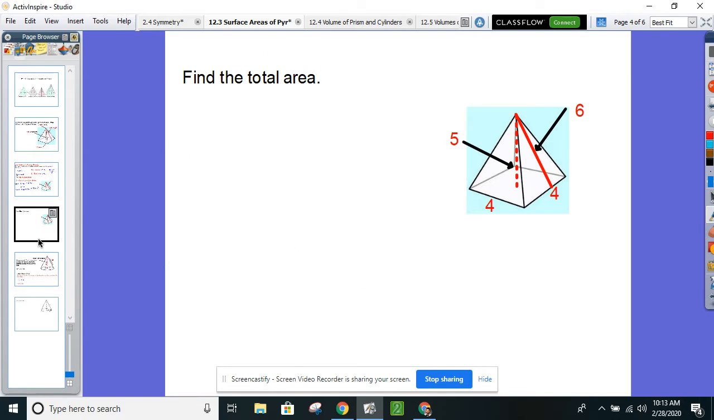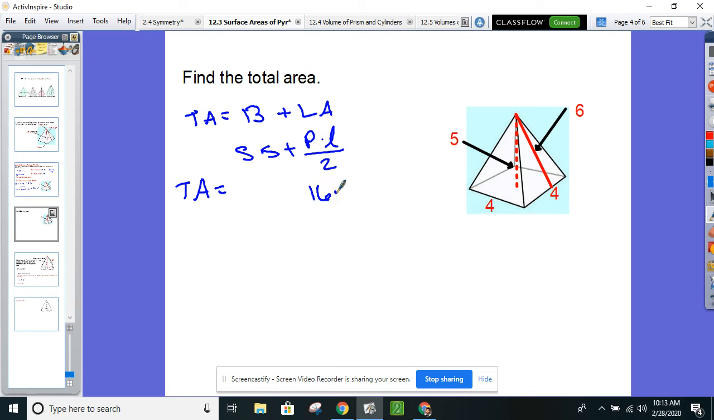Let's try another one here, something with a little bit smaller numbers. Again, we're doing the total area. Total area, same thing as surface area, is the area of the base plus the lateral area. Now the lateral area, remember, is perimeter times slant height divided by 2. This is a square, so it'll be side times side on this one. So total area, we'll start with the lateral area. The lateral area is our perimeter, 4 plus 4 plus 4 plus 4 gives us 16, times our slant height of 6, divided by 2.